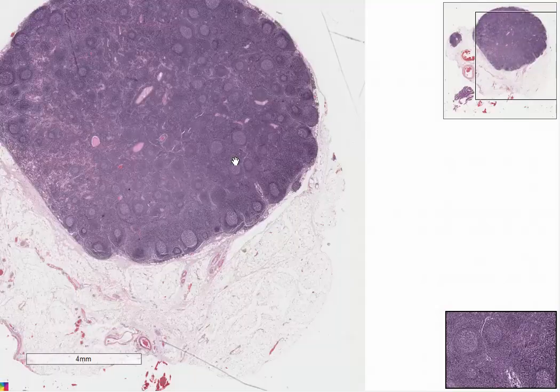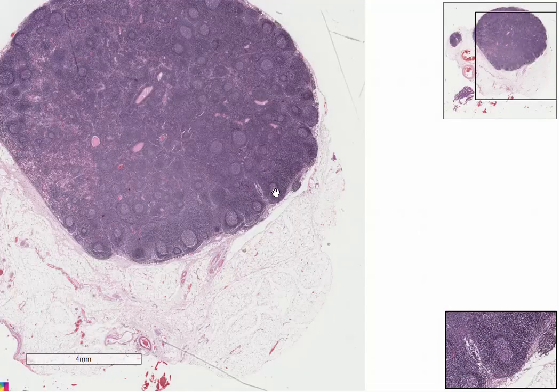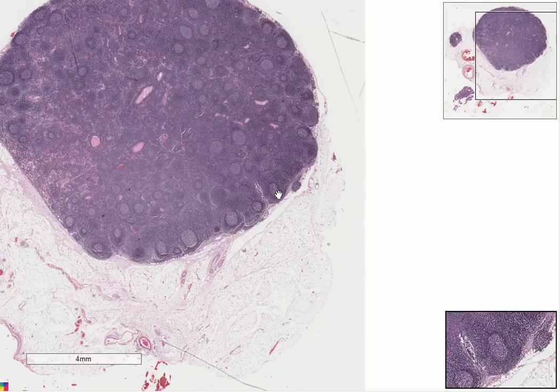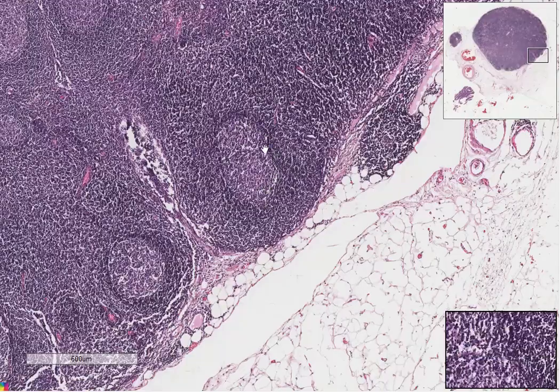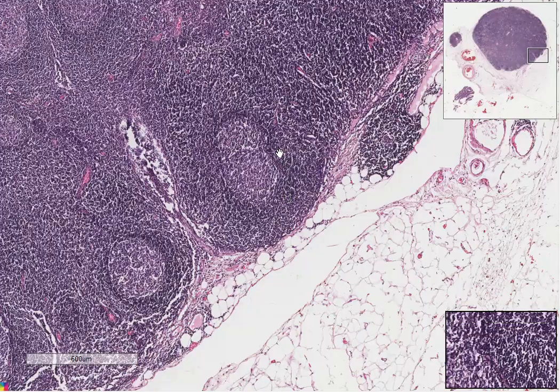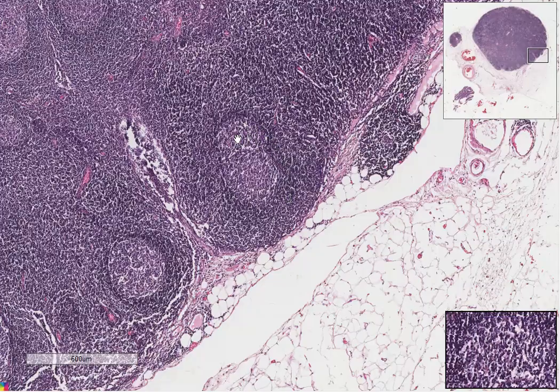a subcapsular sinus. And then as we get deep to the subcapsular sinus, we've got this area where we have germinal centers, lighter area surrounded by darker area. So the lighter area is the germinal center, and the darker area is the mantle zone, and then more peripheral to the mantle zone is the marginal zone. So this area is filled with lots of B lymphocytes.